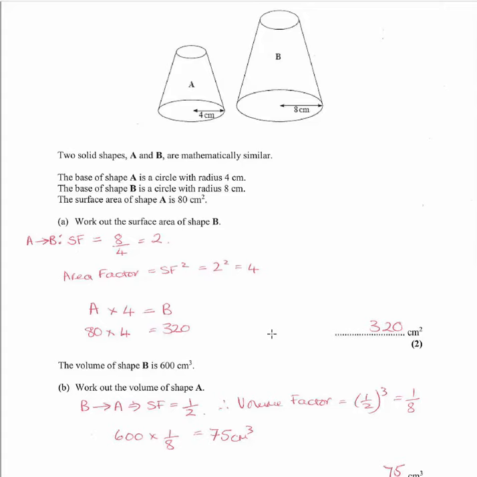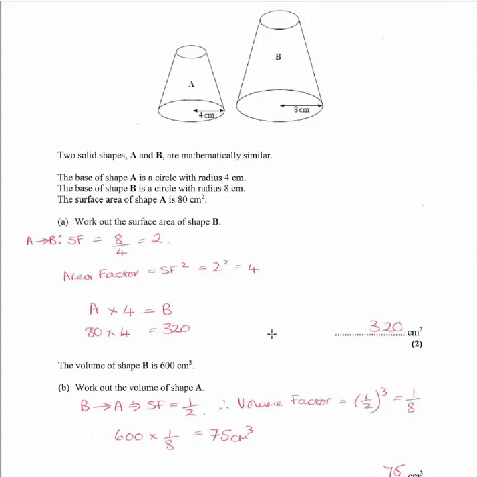Now, what's really important is that you understand what mathematically similar means. Mathematically similar means that one shape is an enlargement of the other. So, for example, what you can see here is the radius of this circle is twice as big as the radius of this circle.